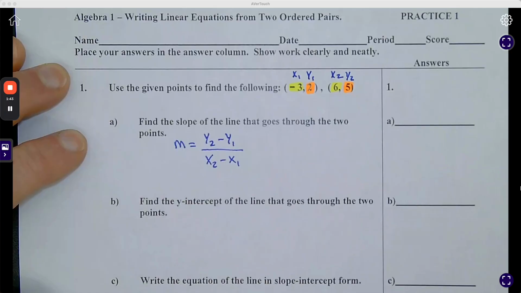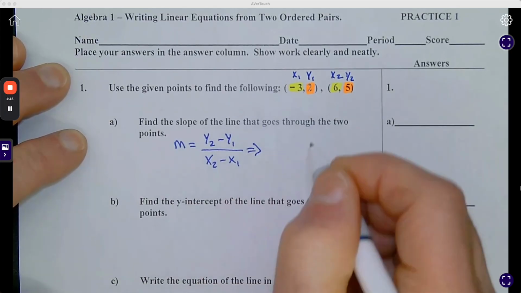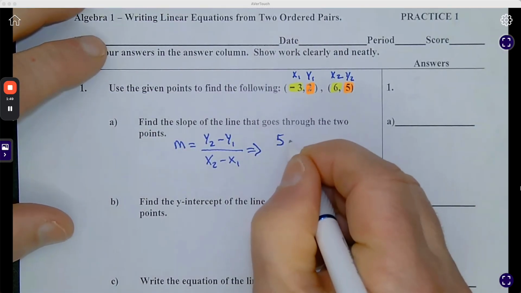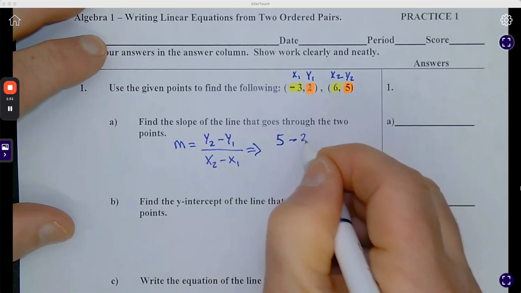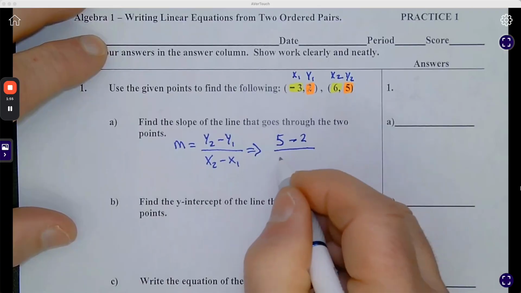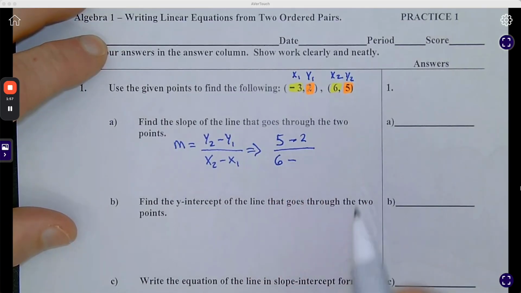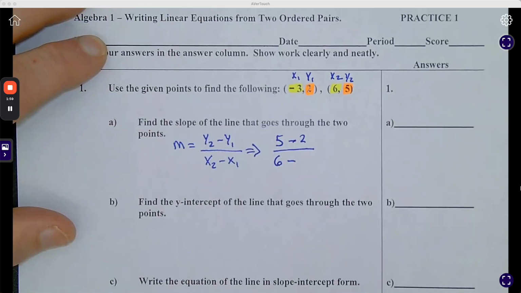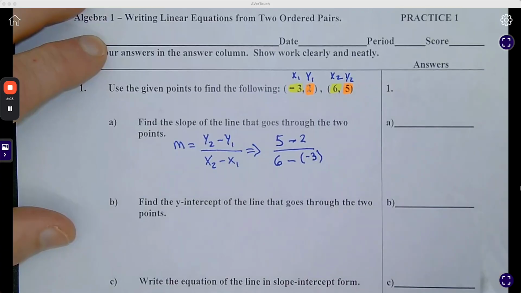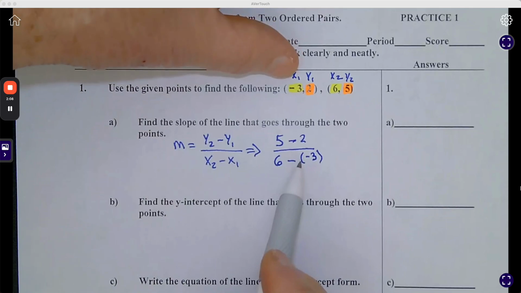Okay, let's apply the formula. It's pretty straightforward. I'm going to start with my y2, that's 5. And I'm going to subtract y1. That's it. That's all we're going to do. And then I'm going to start with my x2. And I'm going to subtract. This is where most of us go wrong. It's when we subtract that negative value. So that looks like that, right? The subtraction comes from here, and the negative comes from there.